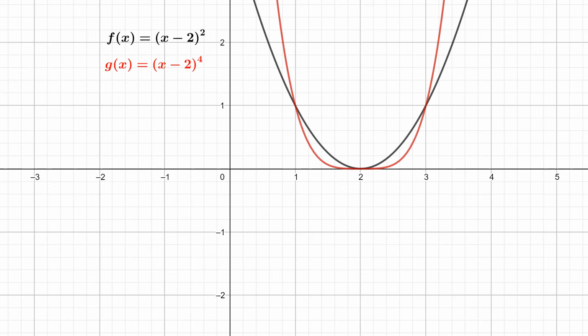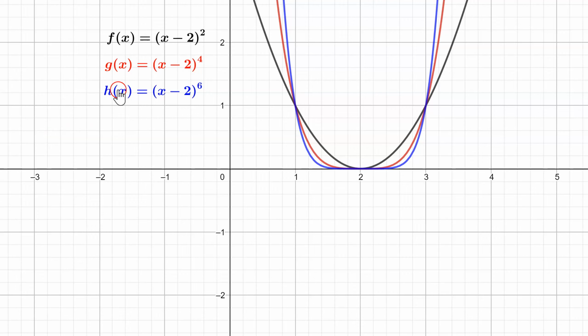Now let's look at what happens when my multiplicity is 4. g of x equals x minus 2 to the 4th power. And I get the same basic shape, but my red graph is flatter nearer the 0 than my black graph.